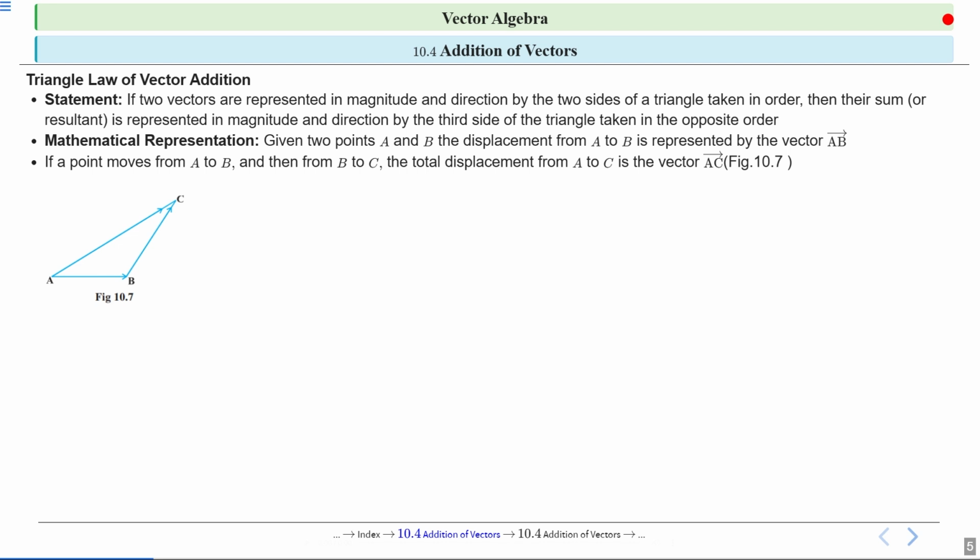So you can imagine a point moving from A to B, then from B to C. So the total displacement from A to C is represented by vector AC. This is expressed as AC vector is equal to AB vector plus BC vector, right? This equation shows how the total displacement, AC vector, is the sum of the individual vectors AB vector plus BC vector. It's important to understand how each vector contributes to the overall displacement, right?